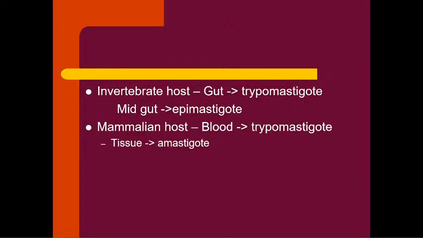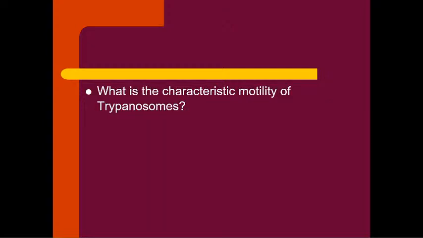Now, what about the promastigote stages? Because we're talking about the human life cycle, we are not going to discuss the promastigote stages. Usually, it occurs in the blood cells because these organisms are intracellular parasites. They will not develop if they don't enter the bloodstream. Okay? Now, what are the characteristics? What's the characteristic motility of trypanosomes?